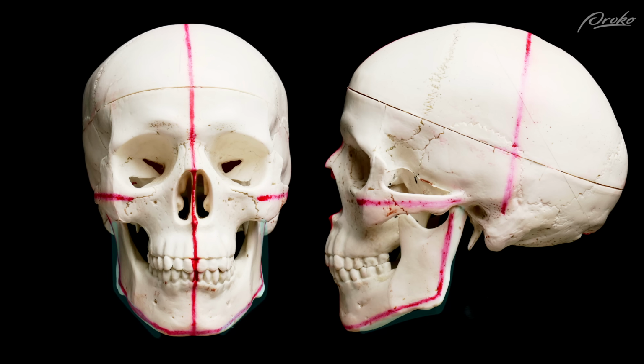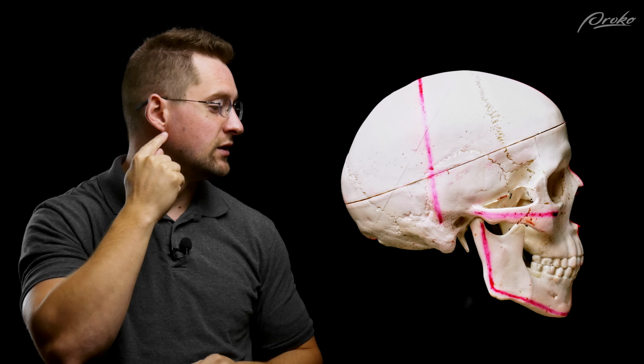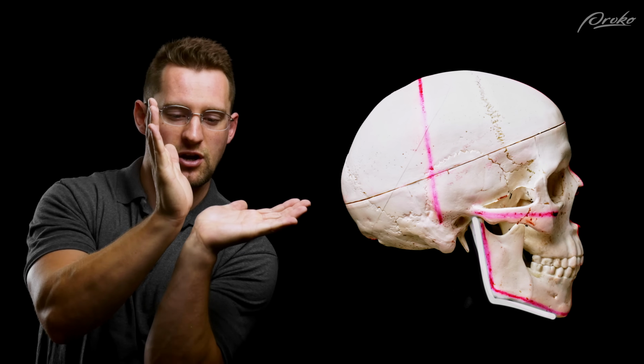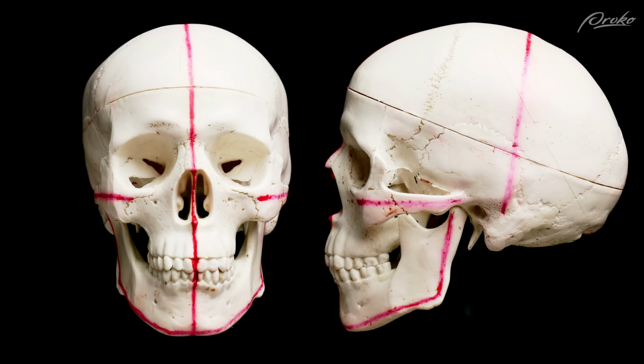The male jawbone or mandible is typically larger, more square, and has a more prominent chin, while the female jawline is smaller and rounder. The angle of the jaw is typically closer to 90 degrees on men, and on women it's more obtuse. Number 8, the chin. Men typically have a more pronounced and square-shaped chin, while women's chins are often smaller and less prominent.